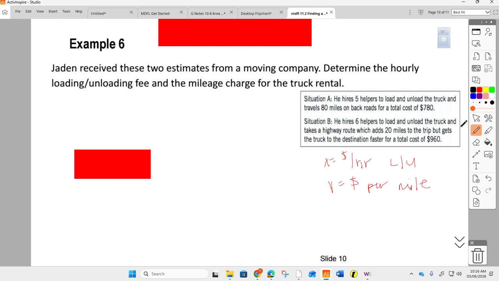So the first equation is going to be represented here. Oh, I lied. It's price per helper here.